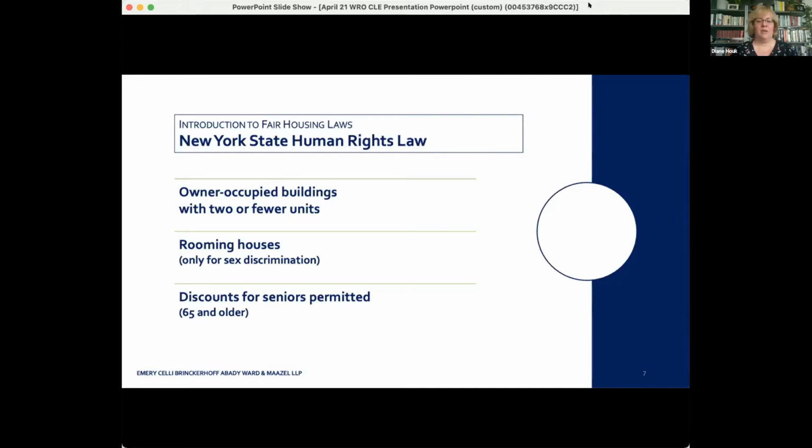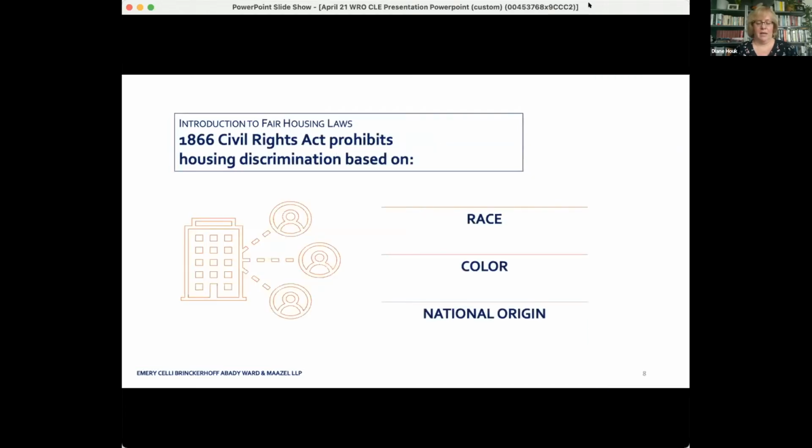And remember that the owner-occupied building exemption is only for an individual. There's no exemption if it's an LLC, a limited liability corporation, or partnership that owns the building. It's only where an individual owns the building, and that individual, not a member of their family, but that specific person who is the owner, lives in the building. There's a limited exemption on sex discrimination for rooming houses, and you can see there's an exemption that permits landlords and condominiums and developers to provide discounts to promote housing for seniors age 65 and older. On to the next slide.